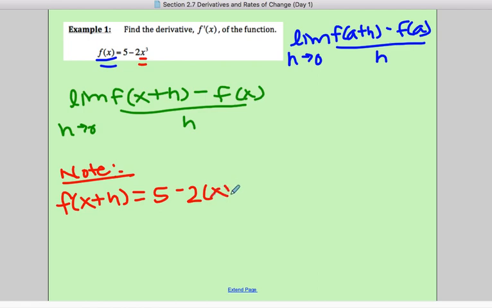So I have 5 minus 2 times x plus h to the third. Okay, and then in order to solve this, I have to FOIL not once but twice, because I have to write it 3 times.